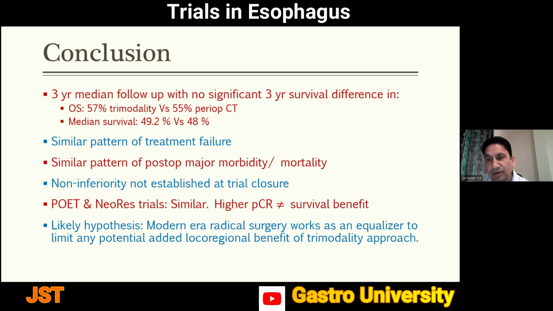So the final conclusion of this trial, the likely hypothesis that they gave, and which brings us to the question that Dr. Nishaathussein raised, is that modern era radical surgery works as an equalizer, which limits any potential added loco-regional benefit of the trimodality therapy. Whatever benefit radiotherapy offers is all neutralized or equalized by the radicality of modern era surgery. That's it, sir. I'm done, sir.